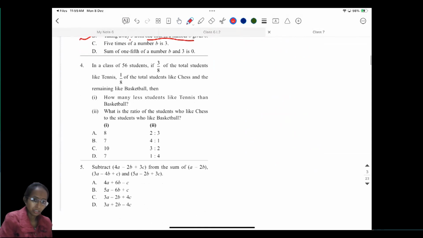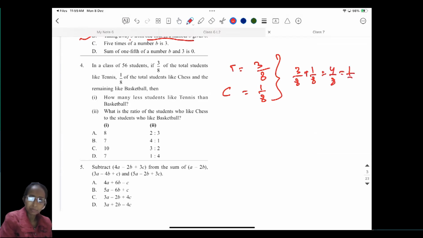Now, the fourth one. In a class of 56 students, 3 by 8 of the total students like tennis, 1 by 8 of the total like chess, and the remaining like basketball. So, tennis is liked by 3 by 8 and chess is liked by 1 by 8. That means the total is 3 by 8 plus 1 by 8, that is equal to 4 by 8, which is equal to 1 by 2. That means half of the students already like these. Now the remaining half will like basketball.